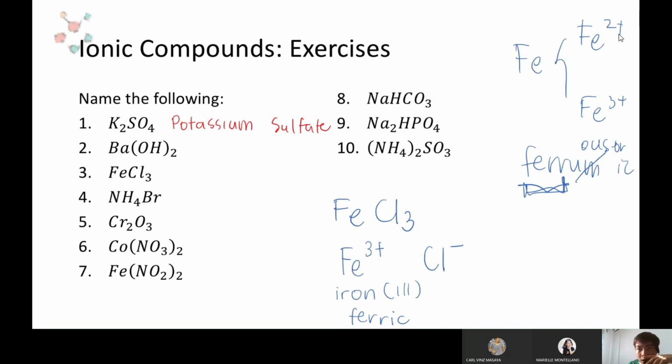Sino yung -us? Yung pinakamababa yung charge, which is Fe2+. So, I will name this as ferrous. Yung Fe3+, siya yung mataas yung charge. So, I will name that as ferric. And so, I have two ways of naming this. Pwedeng iron 3 or ferric. Yung Cl, anion yan, and monoatomic yan, isang atom lang yan. So, ang name yan ay chloride.